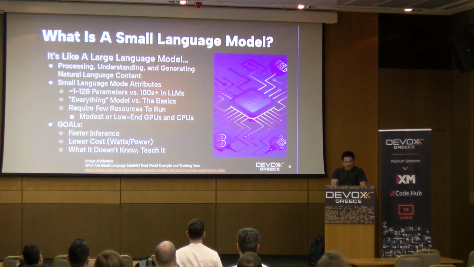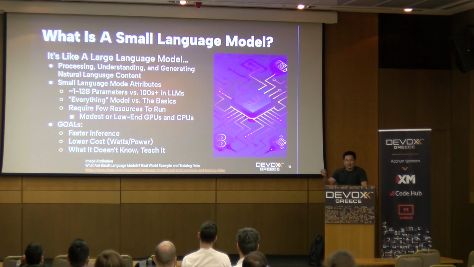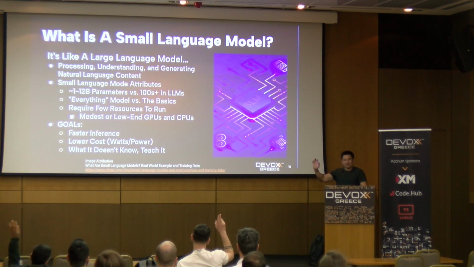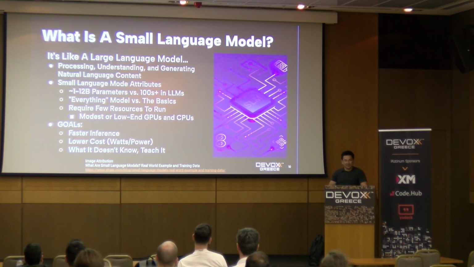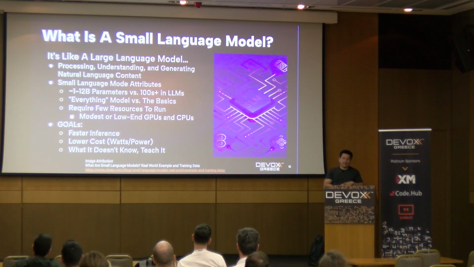Then let's go ahead and talk about small language models. So what is a small language model? Has anyone heard about small language models? Everyone has definitely heard about large language models. So what are small language models? They're the exact same thing as large language models, except they're significantly reduced. So they do the same thing. You provide an input, they process and understand the context of what you're saying, and then they generate some sort of natural language response, your answer. They do exactly the same thing. The big difference is that they're much smaller in size.